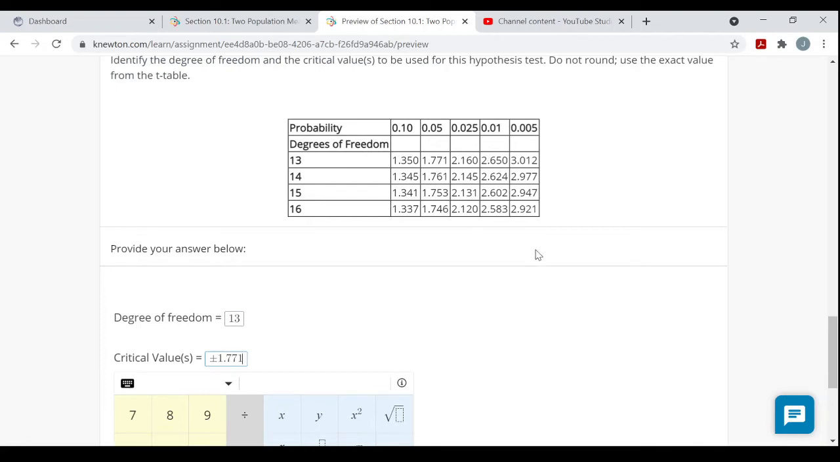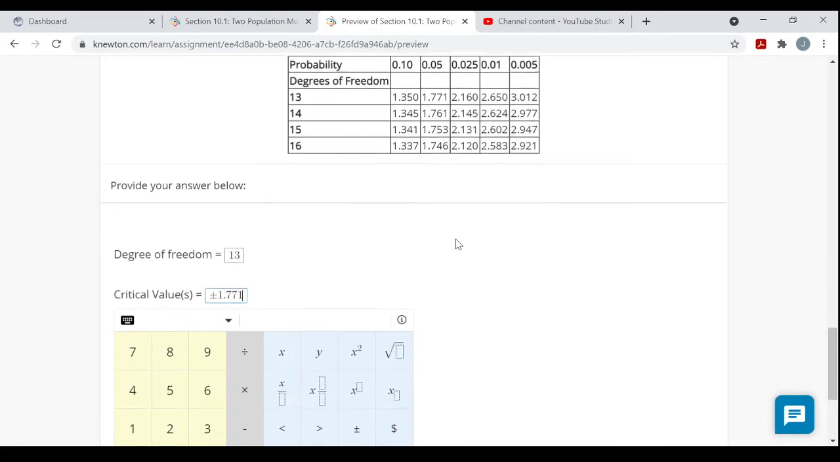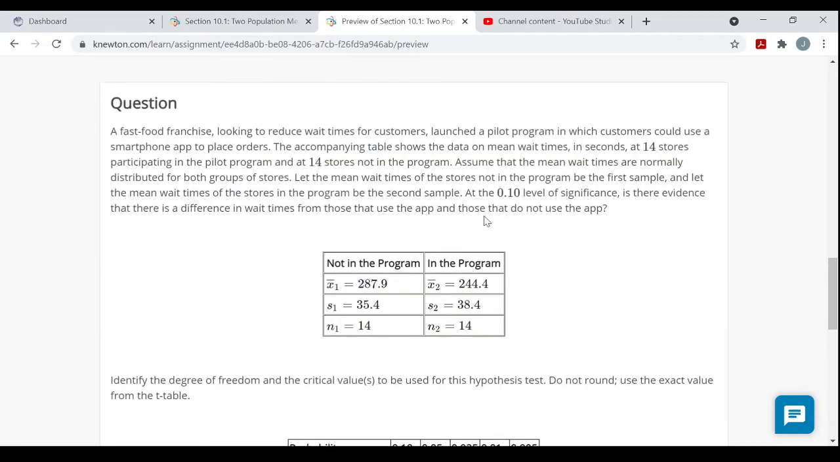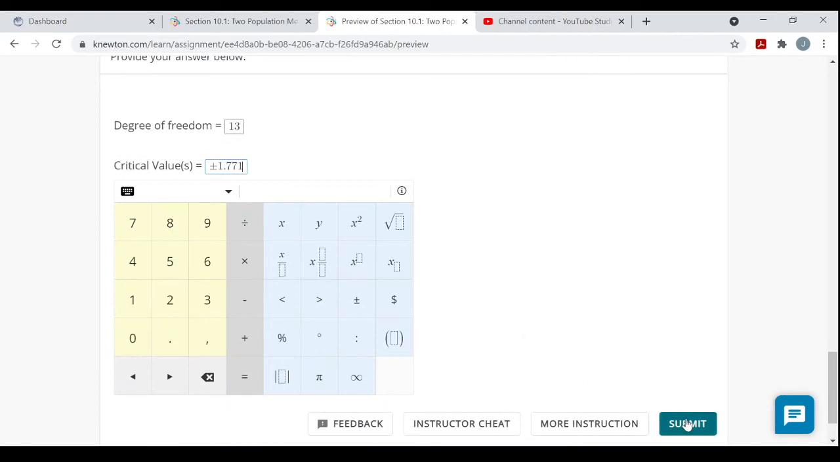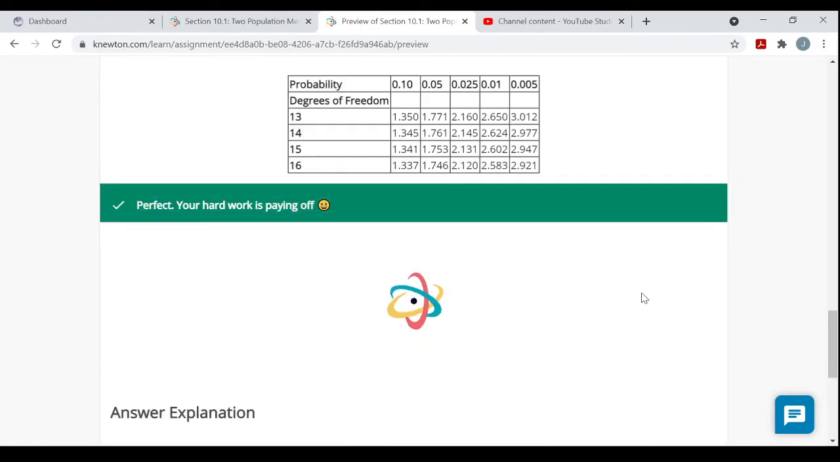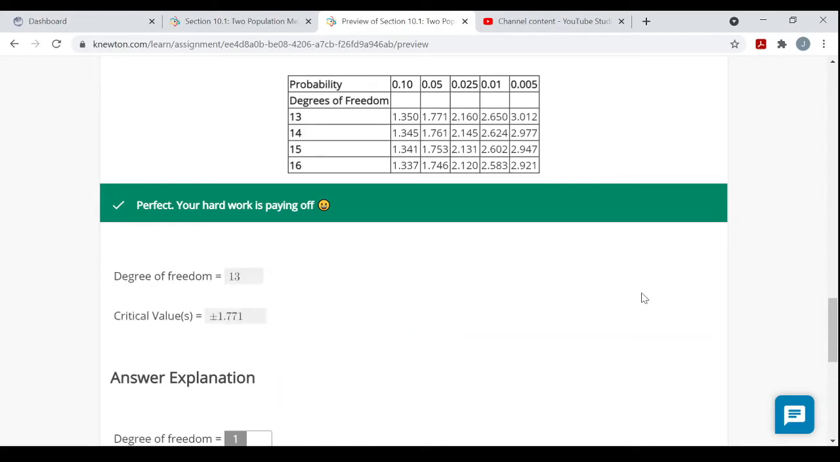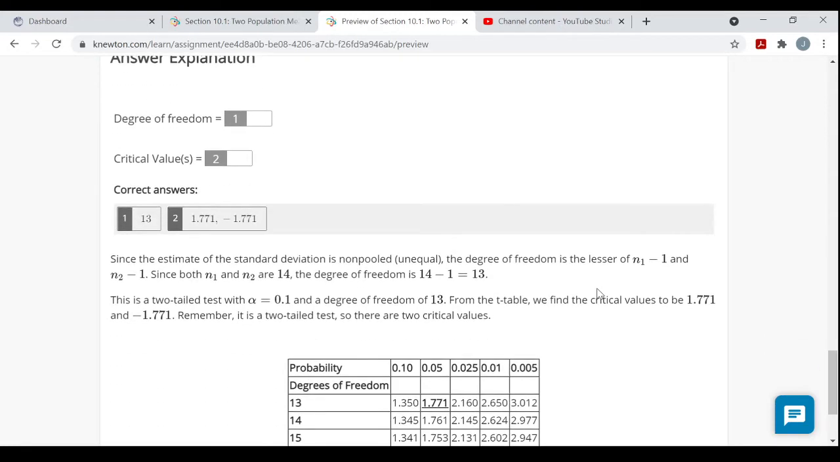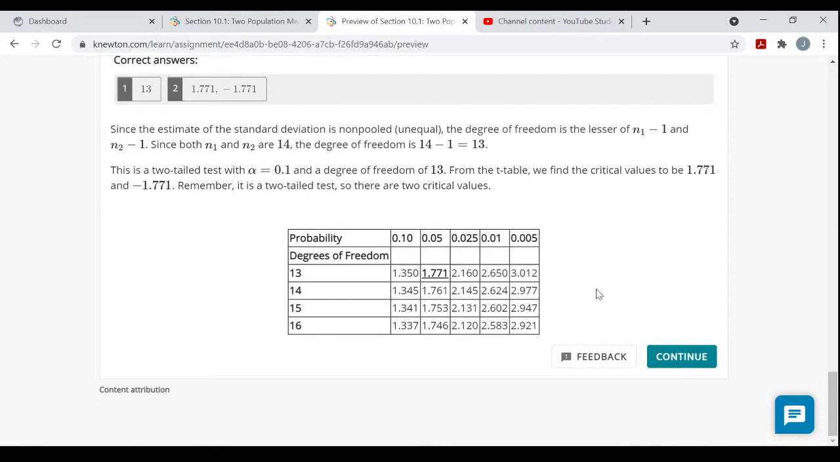1.771 has 5% above it, negative 1.771 has 5% below it, making a total area of the rejection regions 10%, which is our significance level. But don't forget the plus or minus if there are two. Now if it was a right-tailed test, you're just using one positive value. If it's a left-tailed test, you'd have to use one negative value. Hopefully you can figure out what kind of test you're running.